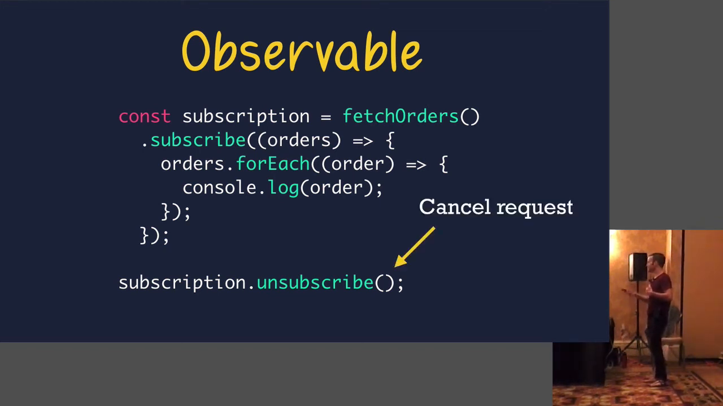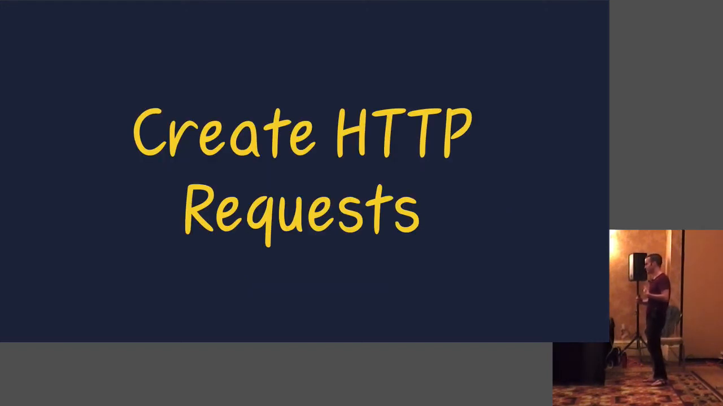So I can call unsubscribe. Whenever I subscribe to an observable, I get back a subscription. And it has an unsubscribe method. And that unsubscribe effectively allows me not only to stop listening to events, but it can cancel any in-flight requests. So that's another benefit we can get out of observables over using a promise-based API. So if we want to use these observables for HTTP, how can we actually create these HTTP requests?